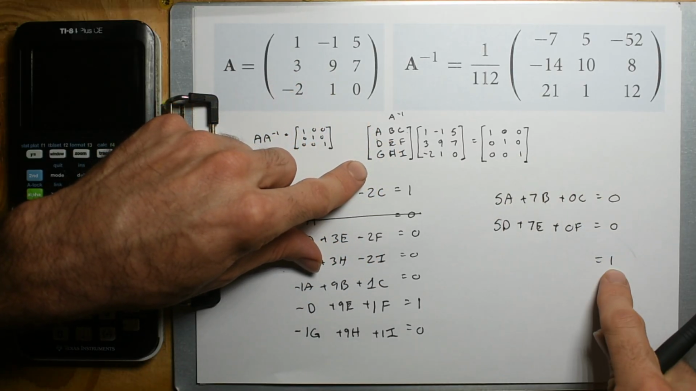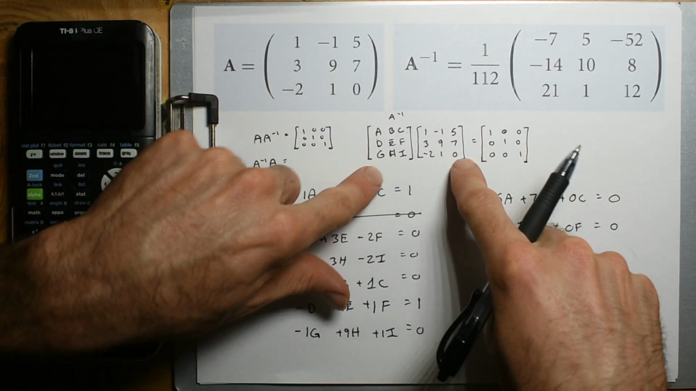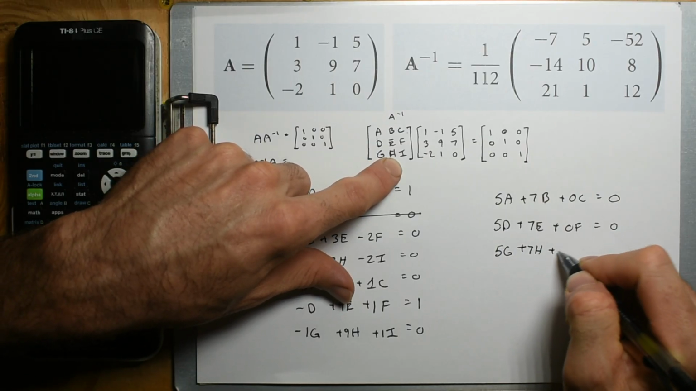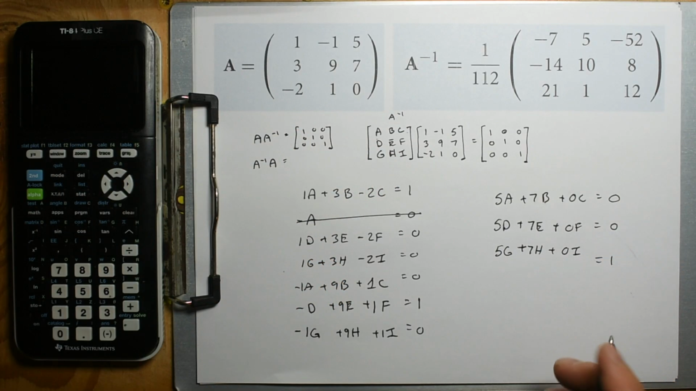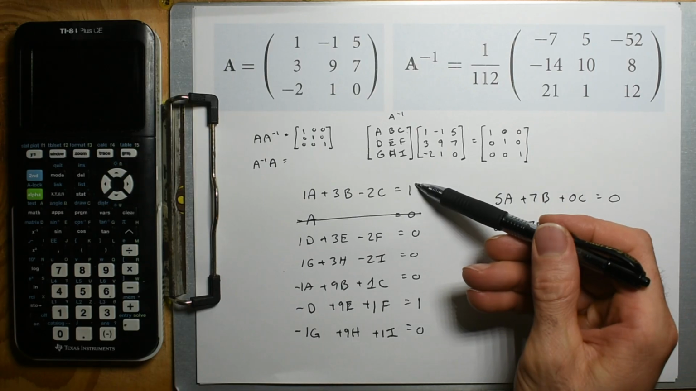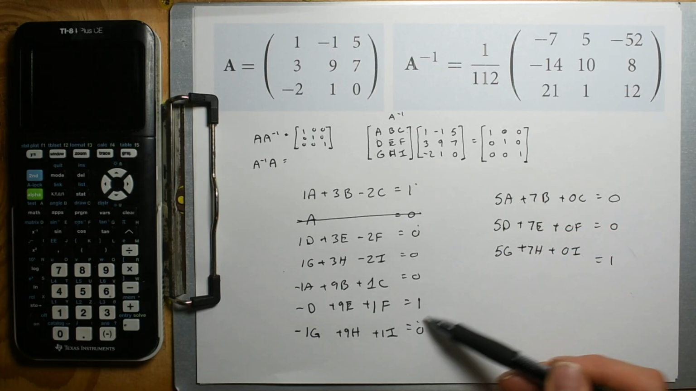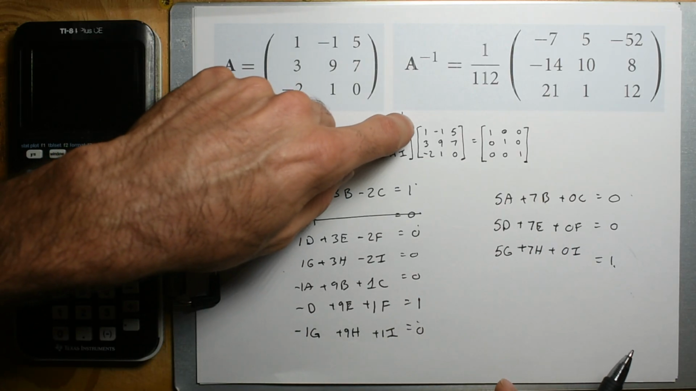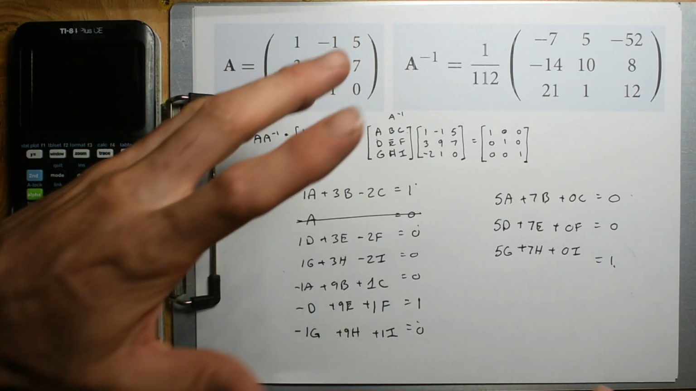Alright, so this value is 1, and we're doing this row, this column. So we have 5G plus 7H plus 0I. Okay, right now we have 9 equations. There's 3, and there's 3. And we have 9 unknowns. We just don't know what A, B, C, D, E, F, G, H, I is.